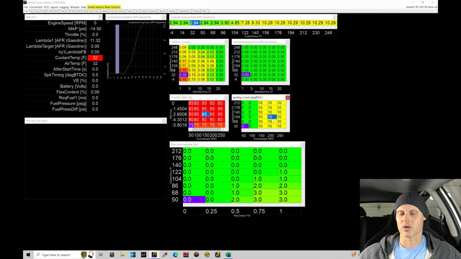Now, if you're cranking and you're getting kickback, so you're cranking and the engine's kickbacking, you want to go in and reduce your MAP cranking ignition timing table values. Again, these are reasonable starting values, so we'll run with what we have in this table.